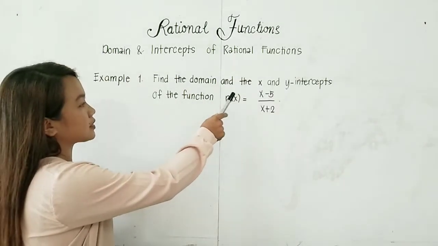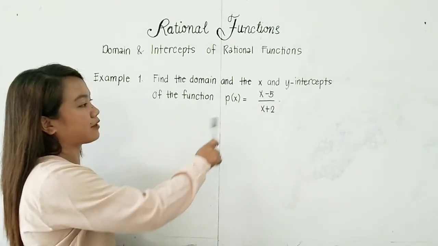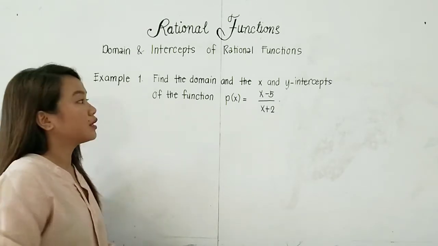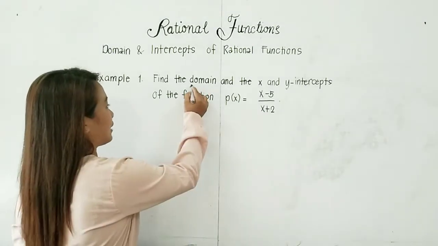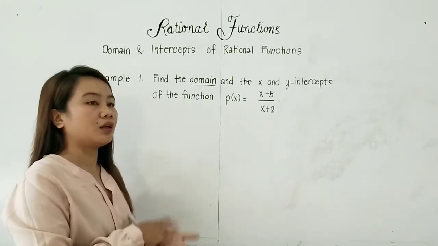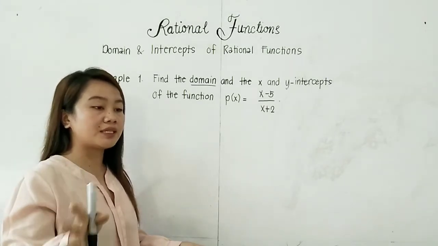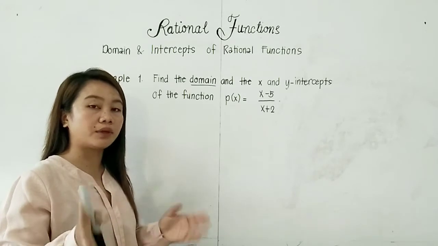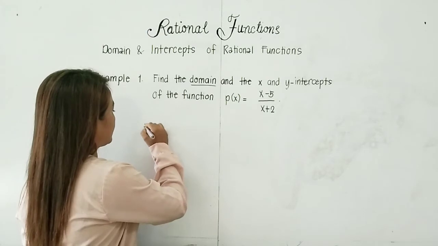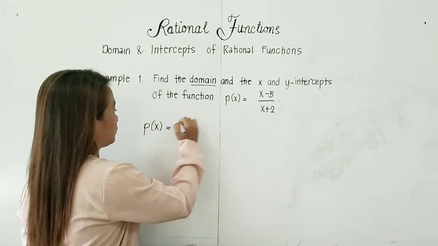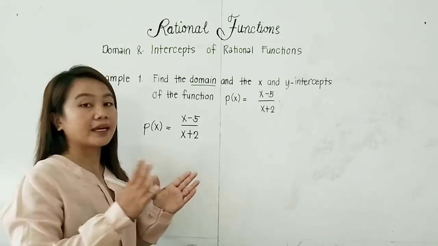Find the domain and the x and y-intercepts of the function p of x is equal to x minus 5 over x plus 2. So first, let us find the domain of p of x. Now we said a while ago that the domain of a rational function is the set of all real numbers except those numbers or a number that will make the denominator 0. So our function is p of x is equal to x minus 5 over x plus 2. Now our denominator here is x plus 2.